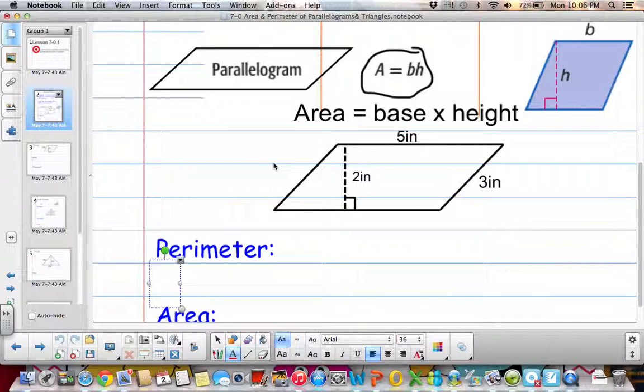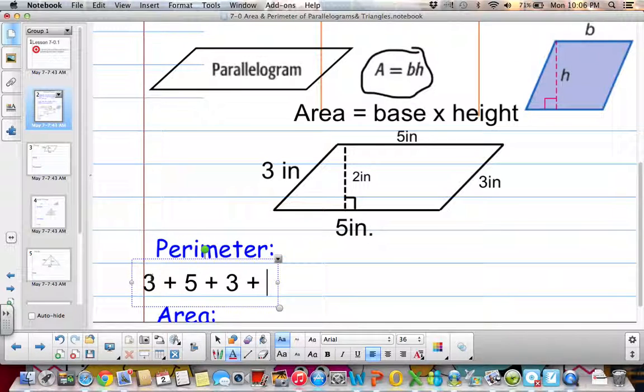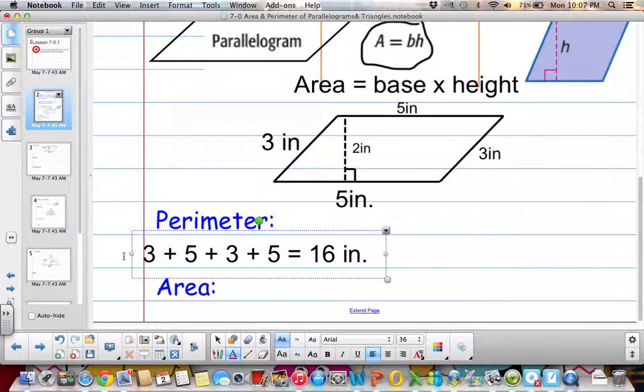These sides are the same. This we know is 3 inches, and this we know is 5 inches. So our perimeter is 3 plus 5 plus 3 plus 5, and we get 5 plus 5 is 10, plus 6 equals 16 inches, and we just leave it as inches. We always need to make sure that we label.